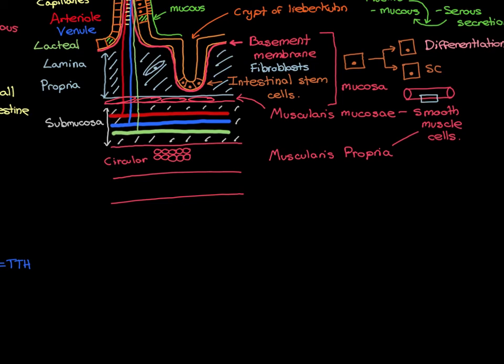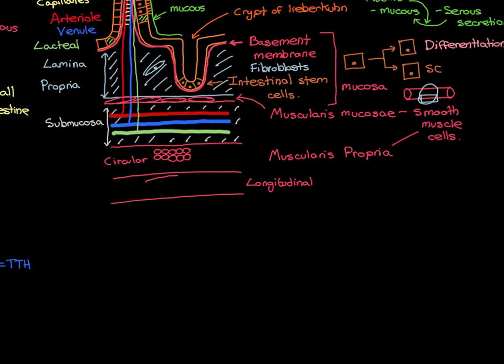Okay, so this is the circular layer. The smooth muscle cells are oriented in rings, like so. They form rings going around the circumference of the small intestinal tube. Whereas this outer layer is then the longitudinal layer, and in this layer the smooth muscle cells are actually oriented in the longitudinal direction of the small intestine.